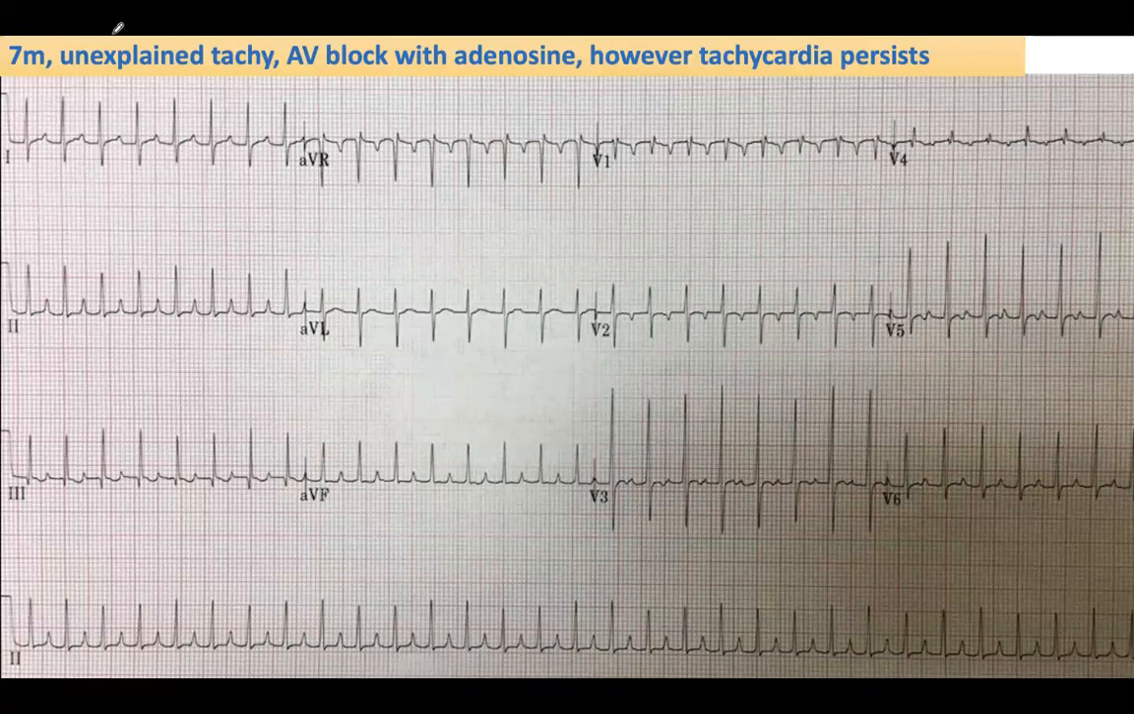Of course, your differential would be a long RP tachycardia, right? Sinus tachycardia is one of your main differentials. So the question for me was, is he in sinus tachycardia or is he something else? So what can you see here that is very unusual for sinus tachycardia?